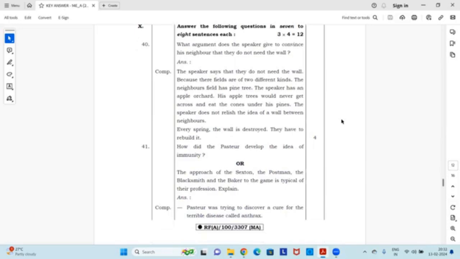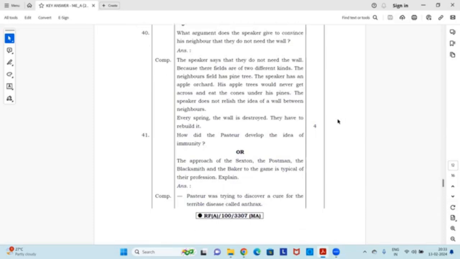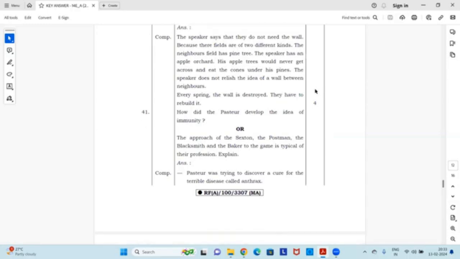It's a 4-mark question now. Okay, what argument does the speaker give to convince his neighbor that they do not need the wall? Answer. The speaker says that they do not need the wall because their fields are of two different kinds. The neighbor's field has pine trees. The speaker has an apple orchard. His apple trees would never get across and eat the cones under his pines. The speaker does not relish the idea of a wall between neighbors. Every spring the wall is destroyed, and they have to rebuild it. Okay, so this is the answer.